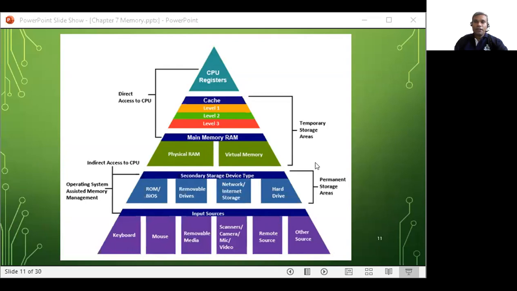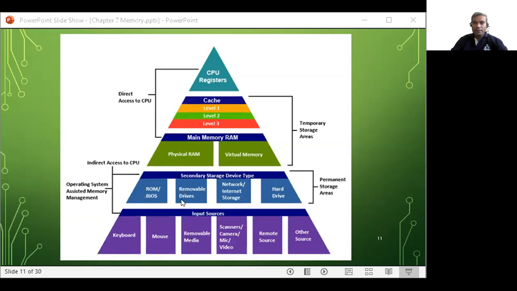And then you have the secondary storages. Things like hard disk, USB drives, external drives, and things like that. So this layer is quite slow, but can have a lot of capacity. So is it clear about this particular hierarchy?